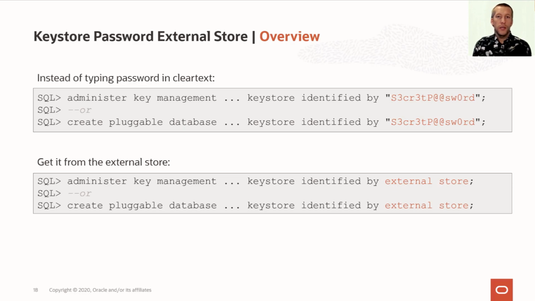Now, what does external store mean? Well, basically, it's simply an auto login wallet that the database can use to store the Keystore password. The external store is a very small file that is stored in the operating system. You should protect the file, but the file itself is also encrypted with an encryption key that only the database knows. So the Keystore password is safe while it's stored in the external store. But it's much easier for you to use because you don't have to specify the Keystore password. A lot of the commands that require a Keystore password can use the external store, but for security reasons, some commands still require that you type in the Keystore password.